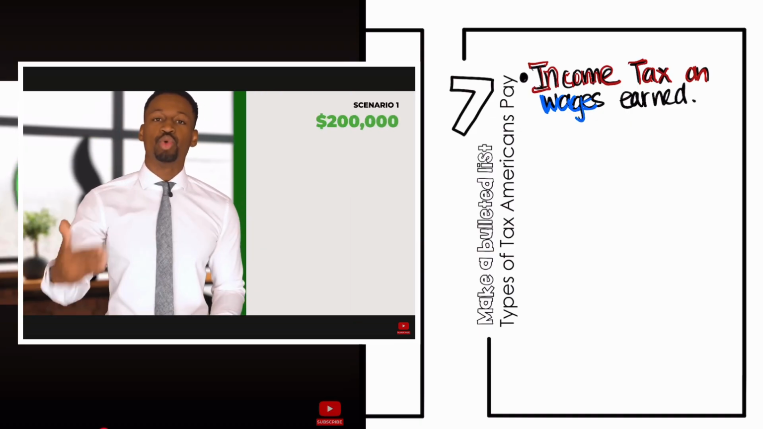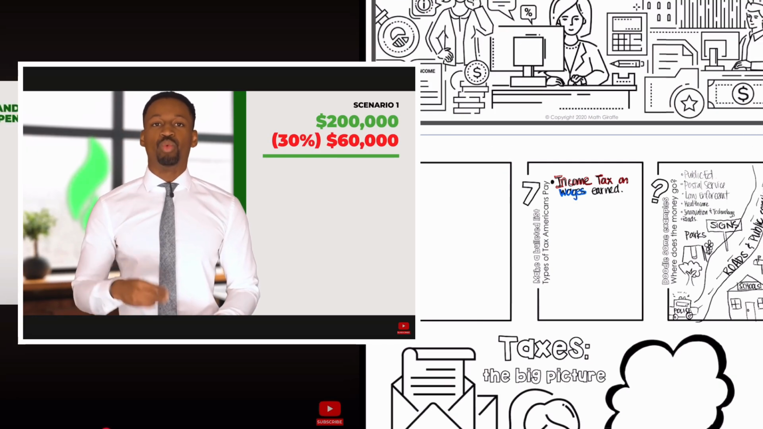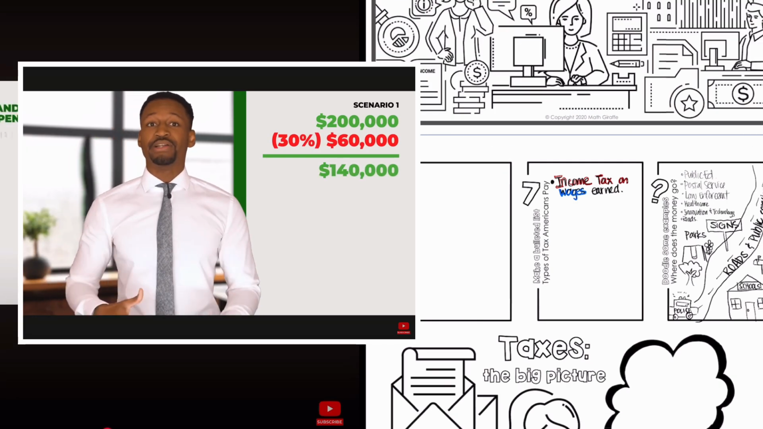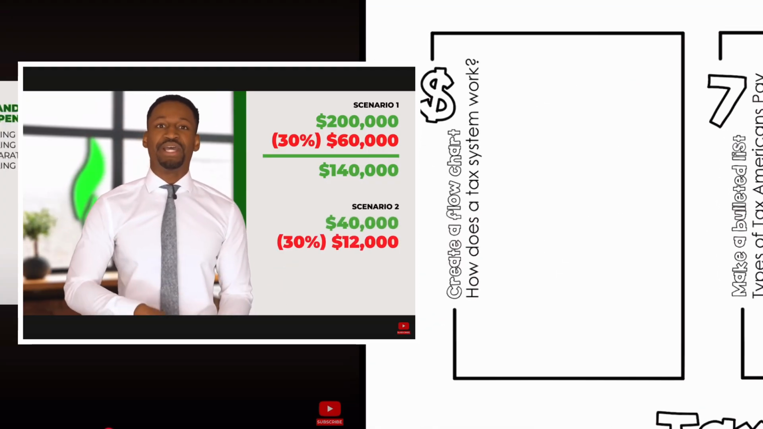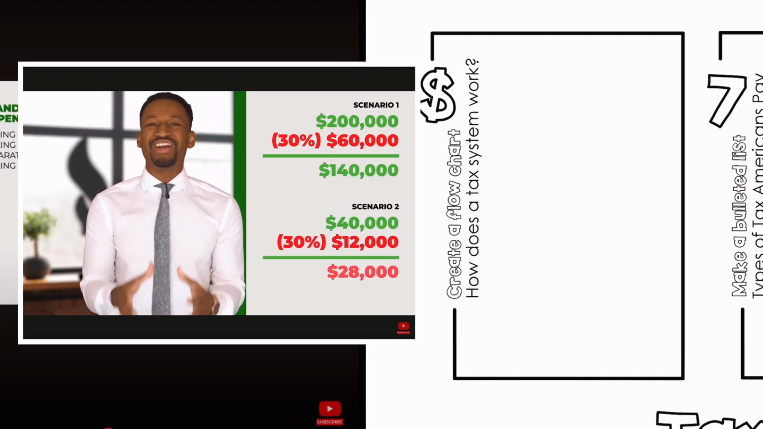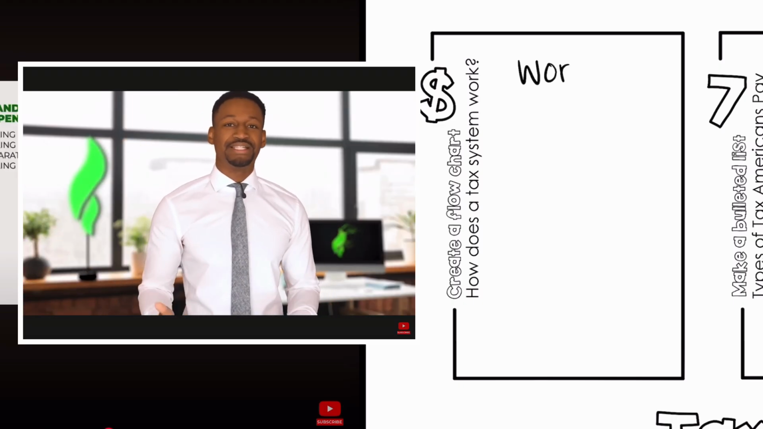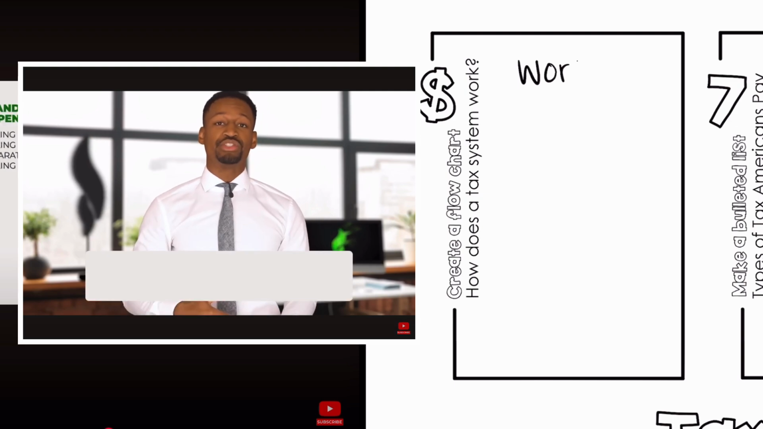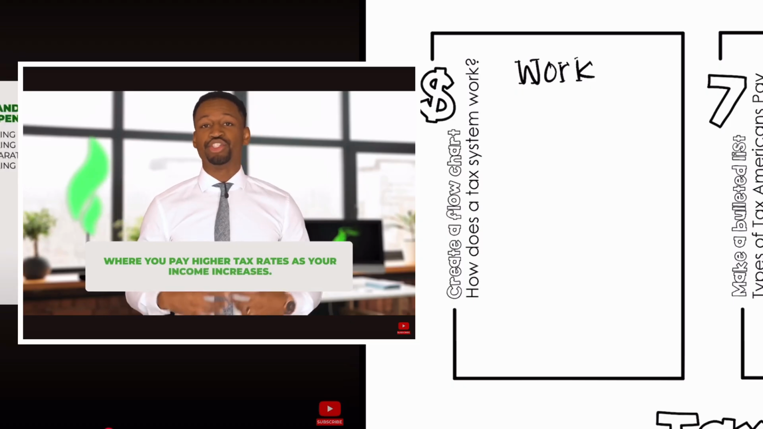But having a simple tax rate that applies to everyone isn't fair, because, for example, if someone takes home $200,000 and then they have to pay a 30% tax rate, then they'd be left over with $140,000, which is enough to have a great lifestyle. On the other hand, if someone earns $40,000 and then they have to pay 30% in taxes, then they'd only have $28,000 left over, which is barely enough to make ends meet. So instead of having a flat tax rate in the United States that applies to everyone, we have what is called a progressive tax system, where you pay higher tax rates as your income increases.